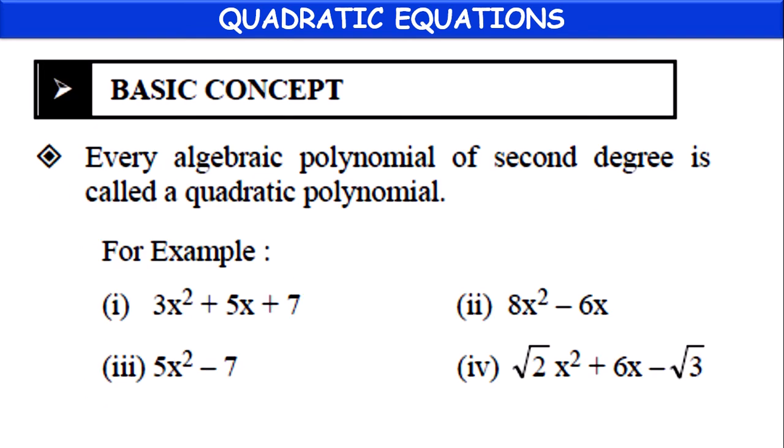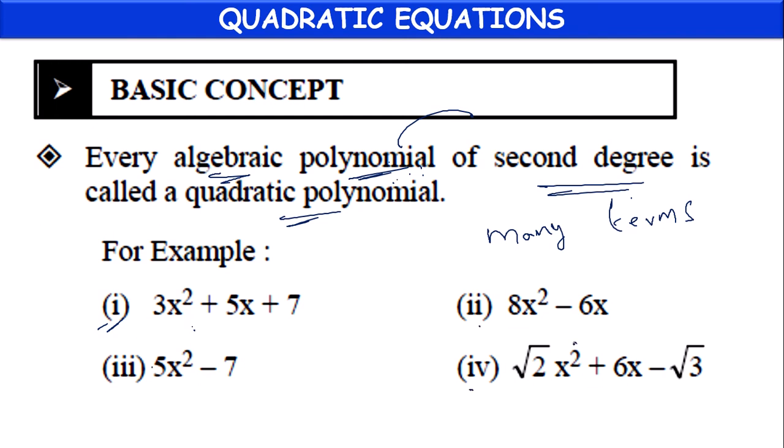So basic concepts. You are all aware that an algebraic polynomial of second degree is called a quadratic polynomial. Polynomial means the expression having many terms. The expression having many terms is called a polynomial. These are all polynomials. This first expression, second one, third one, fourth one, these are all polynomials.